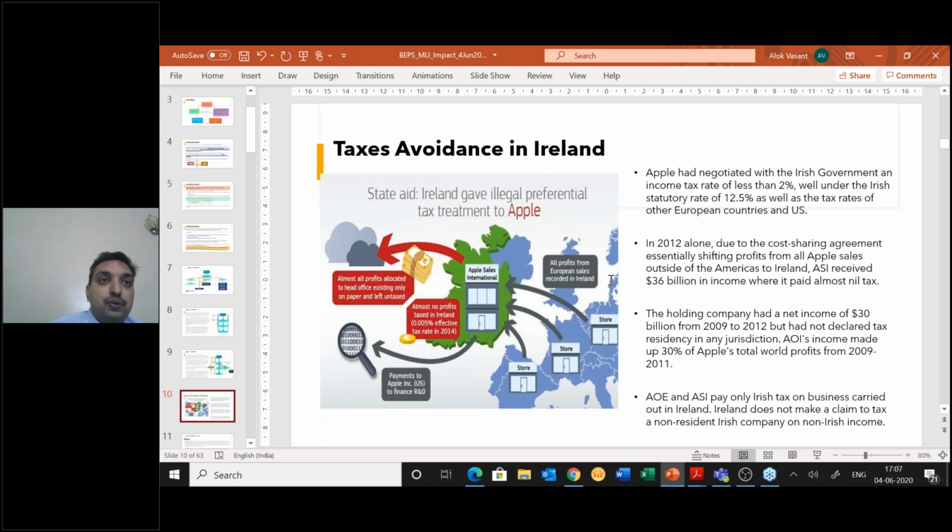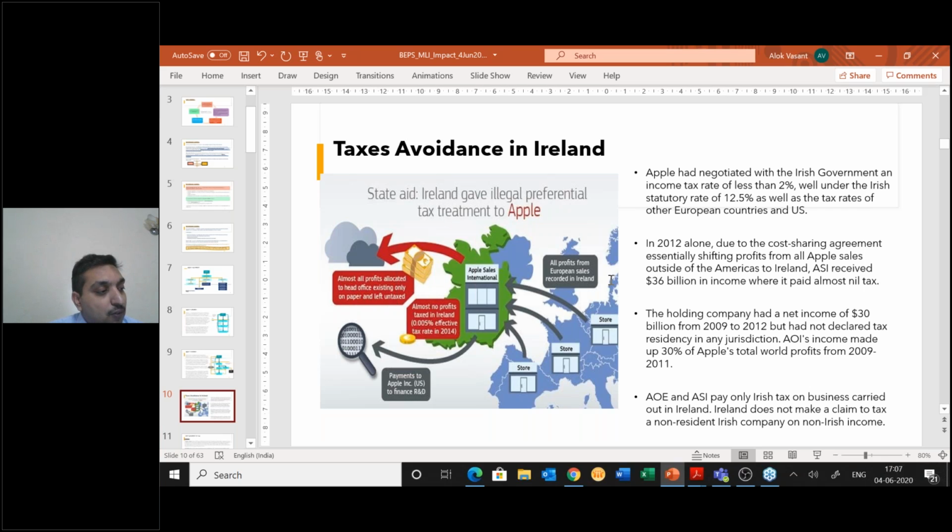So on account of this arrangement, ASI almost received 36 billion in income, $36 billion in income, on which almost nil or negligible tax was paid. And this was going on since almost 10 years. And they were able to reduce their tax costs substantially.